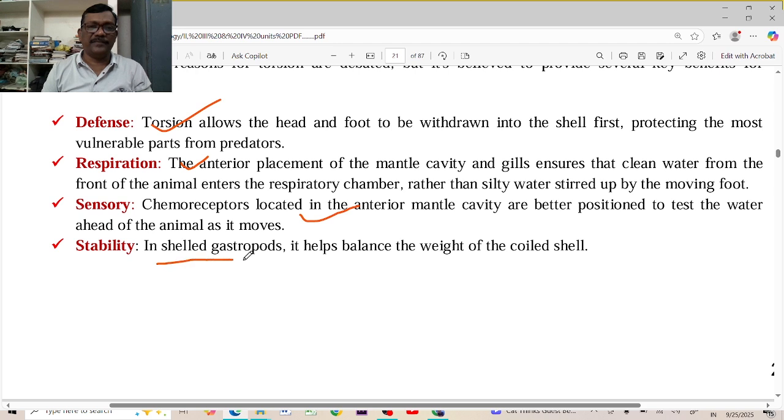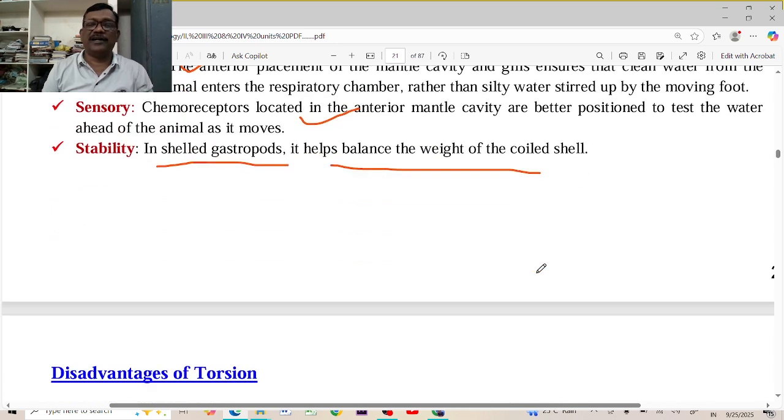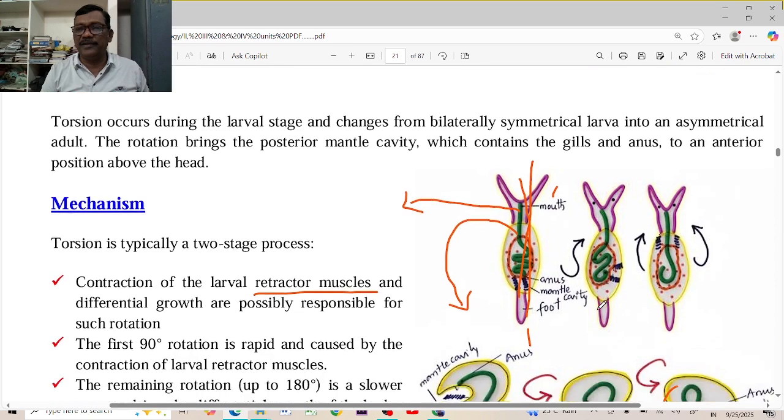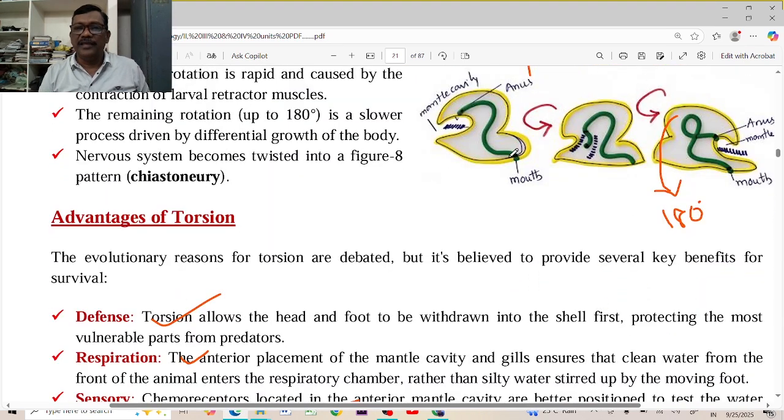Stability. In shelled gastropods, it helps to maintain the balance in the body, as the visceral mass is arranged inside. Here, once again we will see what stability means. Yeah, you can see here. Here the body is bending and bending and bending, and this is the mouth region. This is the anus region. Those are located side by side. But the body is balanced because it is bending its body 180 degrees.